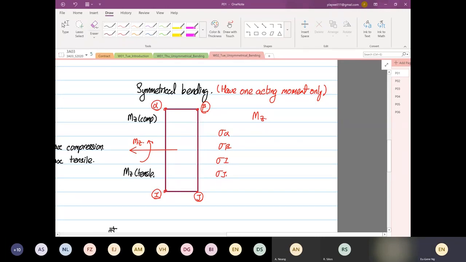And they all share the same Y. So this is your Y1, and over here, this is your Y2. So you realize that alpha and beta are both what? Compression, and I and J are both what? Tension. And it happens that stress I is equal to stress J, and stress alpha is equal to stress beta. This is where we classify this loading system based on stress field to be symmetrical loading.